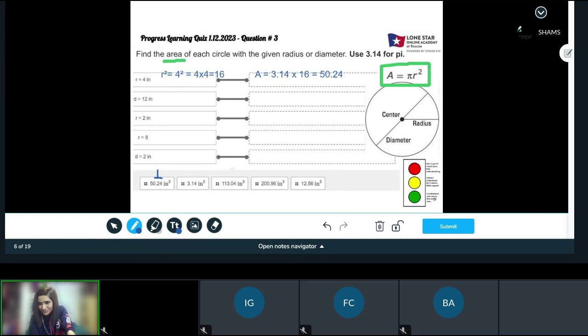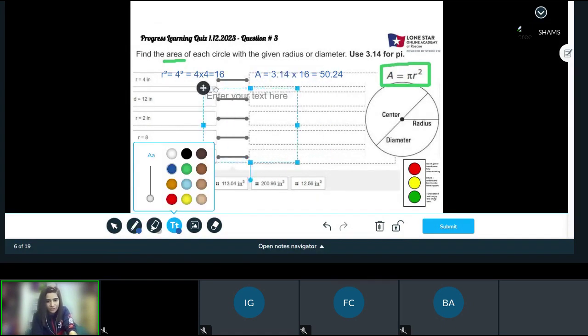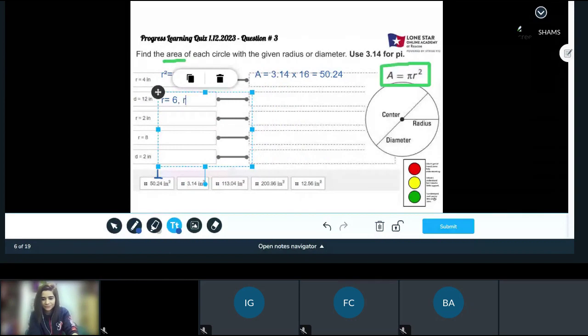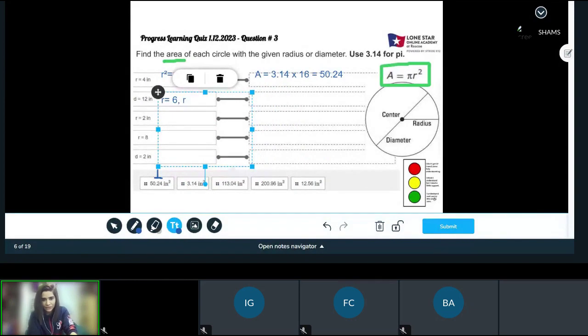Let's see. The next one, the diameter is 12. If the diameter is 12, people, we can tell the radius, right? Diameter 12, radius is 6. And then radius squared means the square of 6, right? Tell me how much that will be.